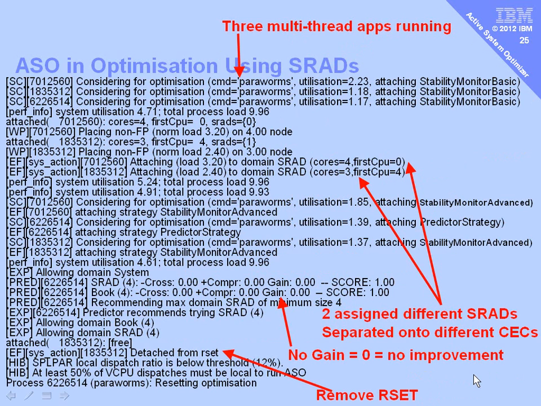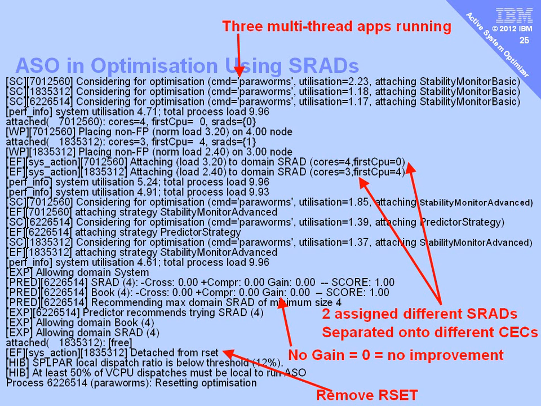So now we start up 3 copies of my ParaWorms application using different numbers of threads and different settings. In the middle here we found that it's got 2 SRADs that it's using. If you look at the number of cores and the CPU number and compare that to the lssrad command, you'll see it's neatly splitting those 2 ParaWorms, so it'll actually be running on 2 different chips. So that does make a great deal of sense.